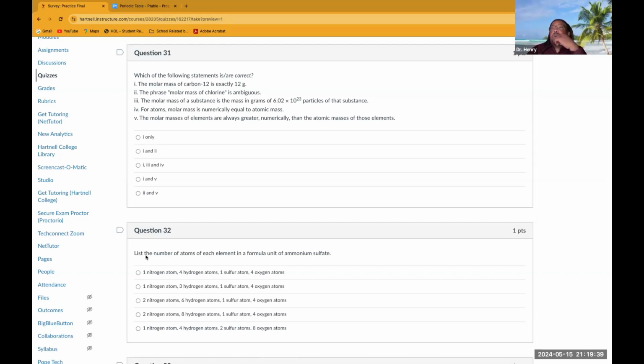Or for atoms, the molar mass is numerically equivalent to its atomic mass. Five, the molar masses of elements are always greater numerically than the atomic masses of those elements.